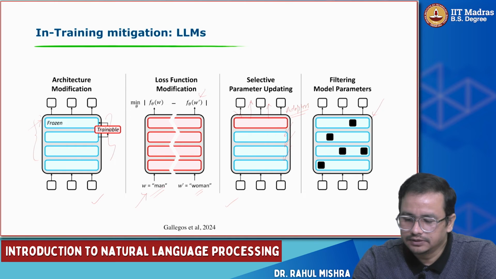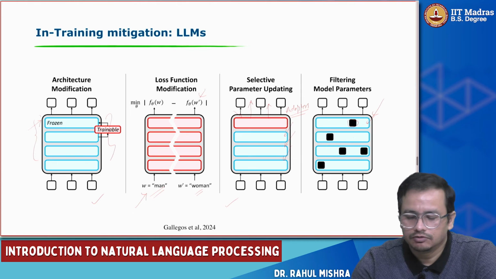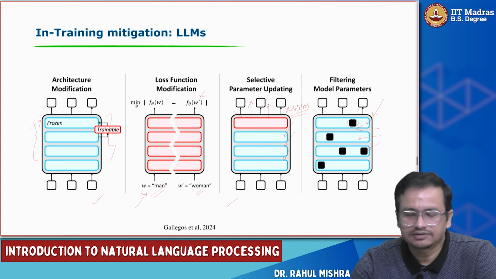And then there are some advanced methods where within a particular layer you may want to find out what parameters or region of parameters are there. If we omit them, zero them out, or maybe remove them, we have a better model when it comes to bias, right? So it's a bias-sensitive model, or maybe a debiased model.